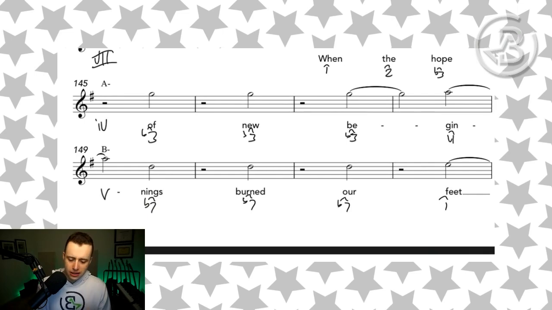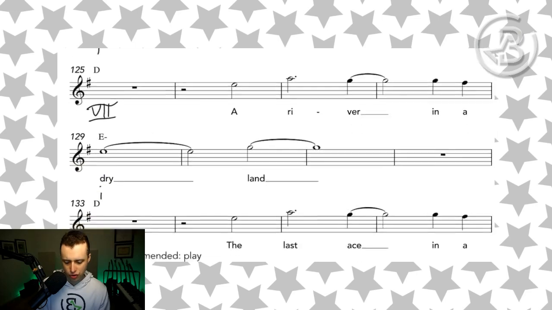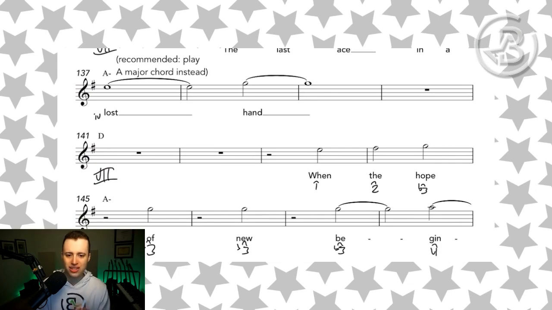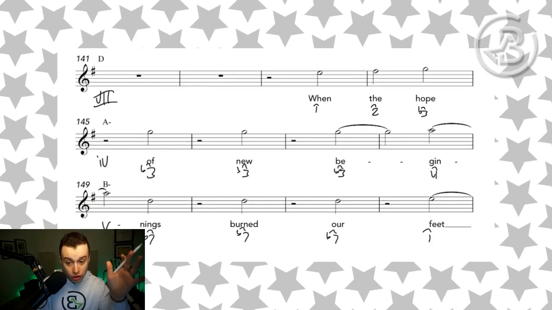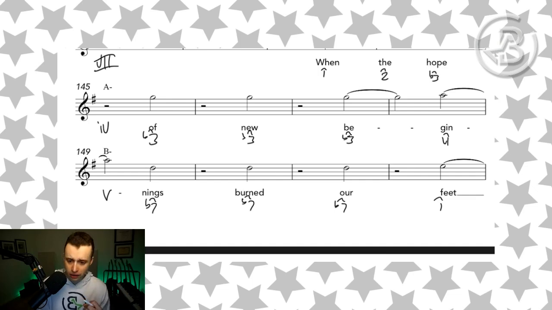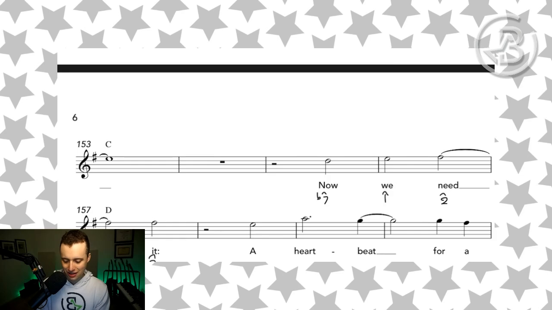So what's interesting to see is that we have this copy-pasted thing happening here. A river and a dry land, last ace and a lost hand. These are the same rhythms. These are the same notes. Now this is what's changing this time around. We have new chords and a new melody. We have the A minor coming in for when the hope of new beginnings. We have the B minor coming, and that's different. We've not seen a B minor before. Burned our feet. And then we go to 6.